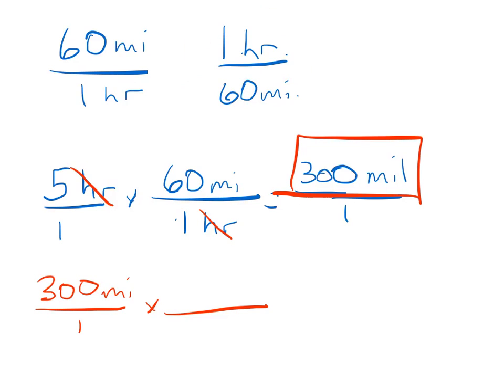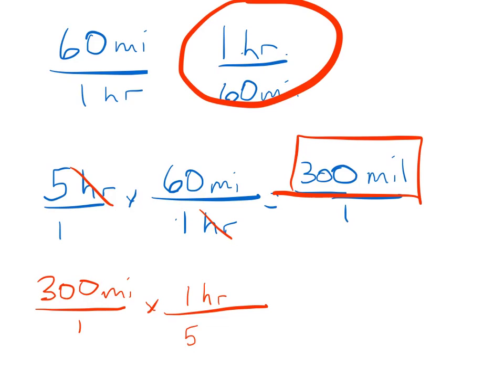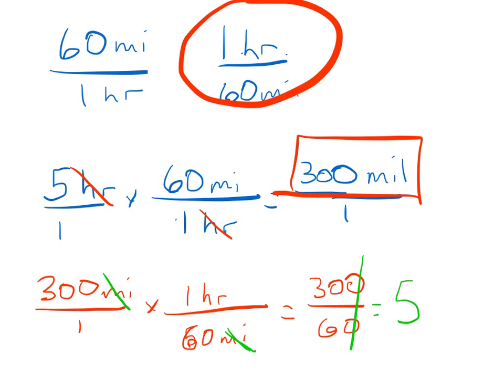So I'm going to use this one over here. 1 hour over 60 miles. That'll be 300 over 60. And again, my labels cancel each other out. Those cancel each other out. 30 over 6. 30 divided by 6 is 5. And my label that I didn't cancel out was hours. So my answer for C would be 5 hours.